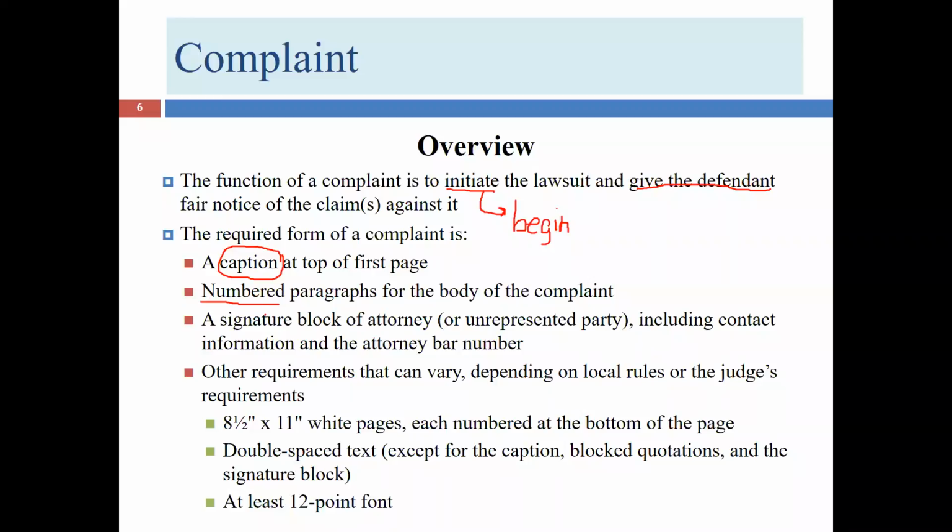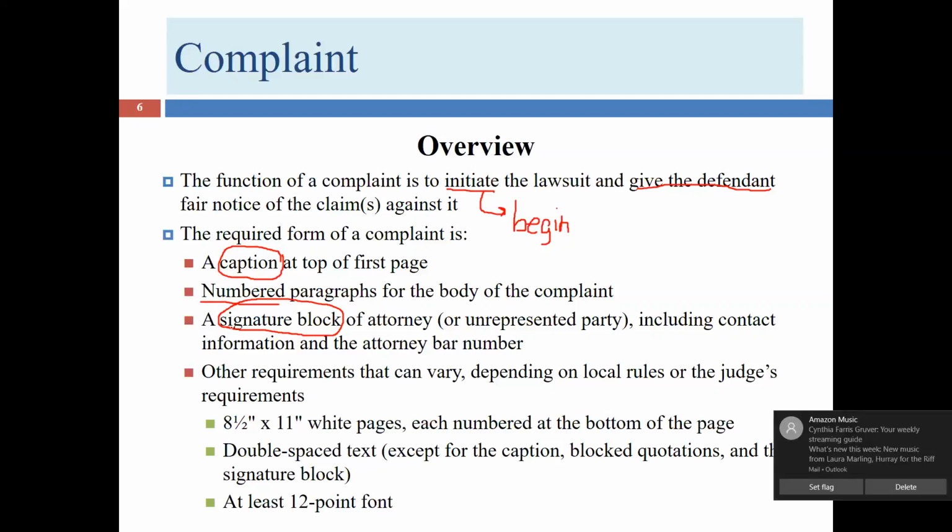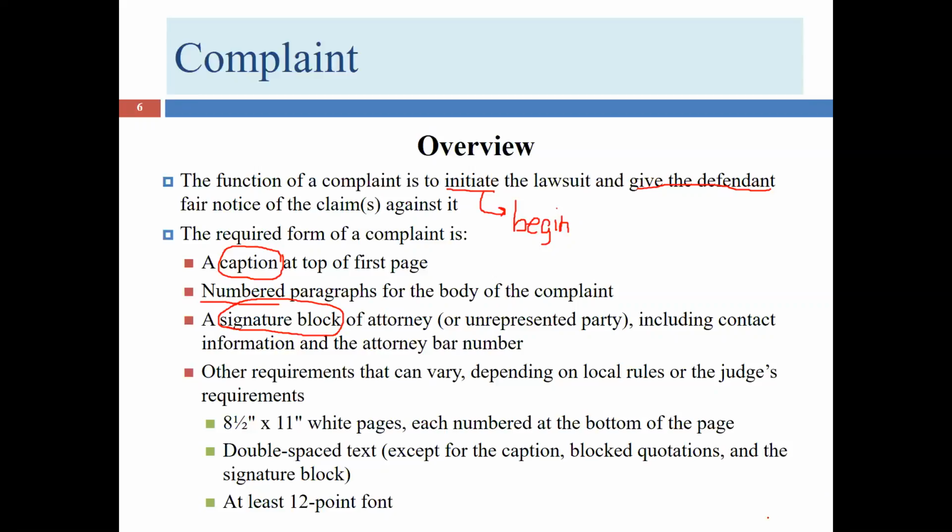We'll also need to have a signature block, and this is for either the attorney to sign if the complainant is represented by an attorney, or if he or she is not represented, then the unrepresented party, whom we call, there are two terms for it, pro se or pro per. Either one is completely correct. You'll hear them used pretty interchangeably. So this is referring to someone who doesn't have an attorney. An attorney who is representing himself is also called pro se.